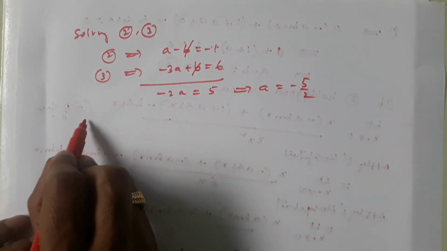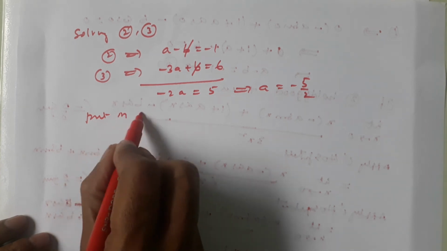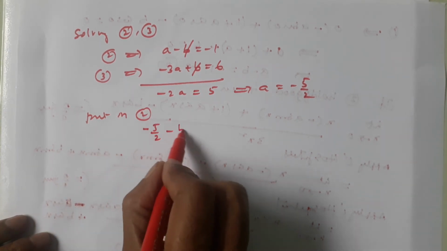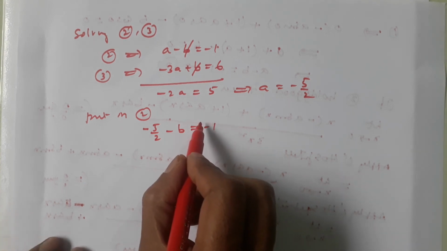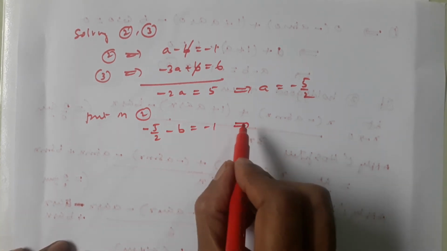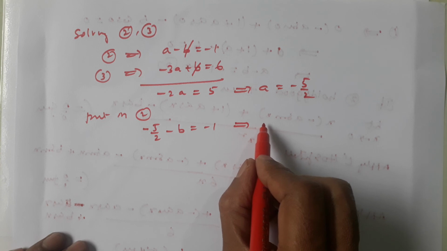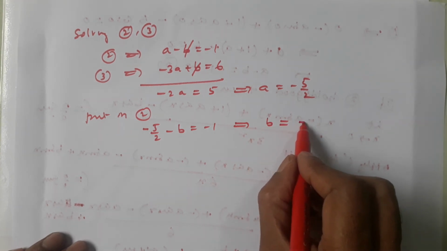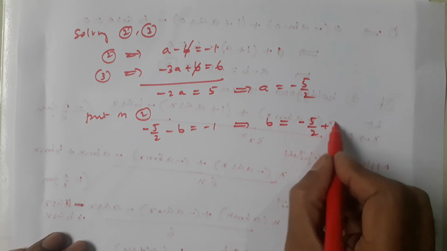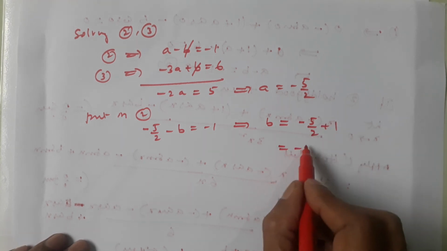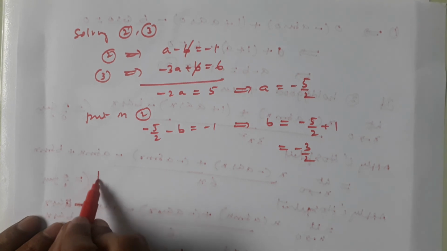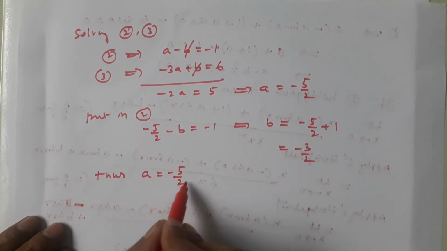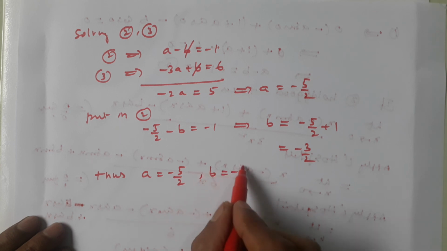Next, put this into 2: minus 5 by 2 minus b is equal to minus 1, implies b is equal to minus 5 by 2 plus 1, is equal to minus 3 by 2. Thus, a is equal to minus 5 by 2, b is equal to minus 3 by 2.